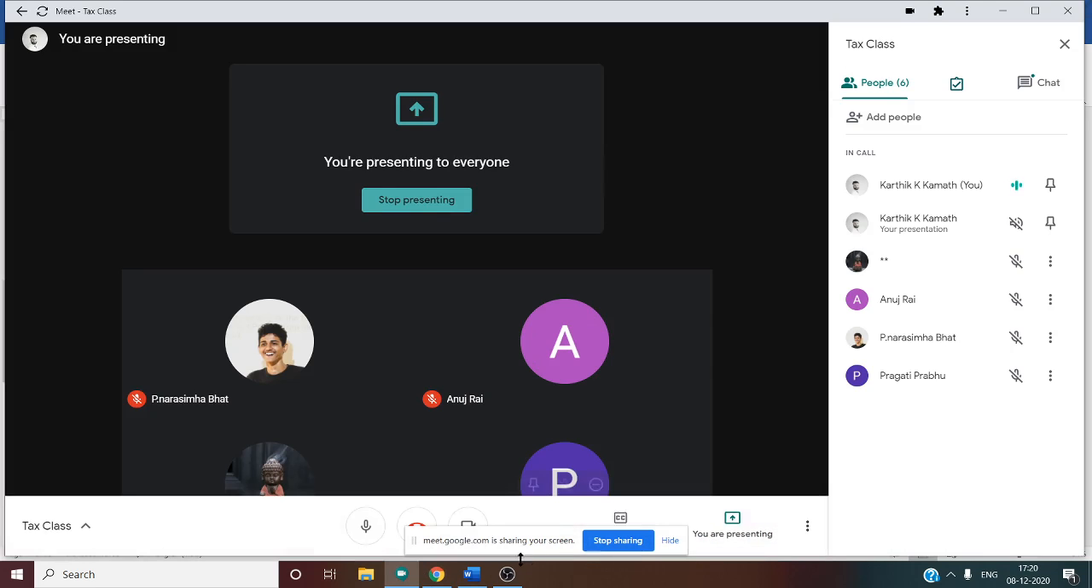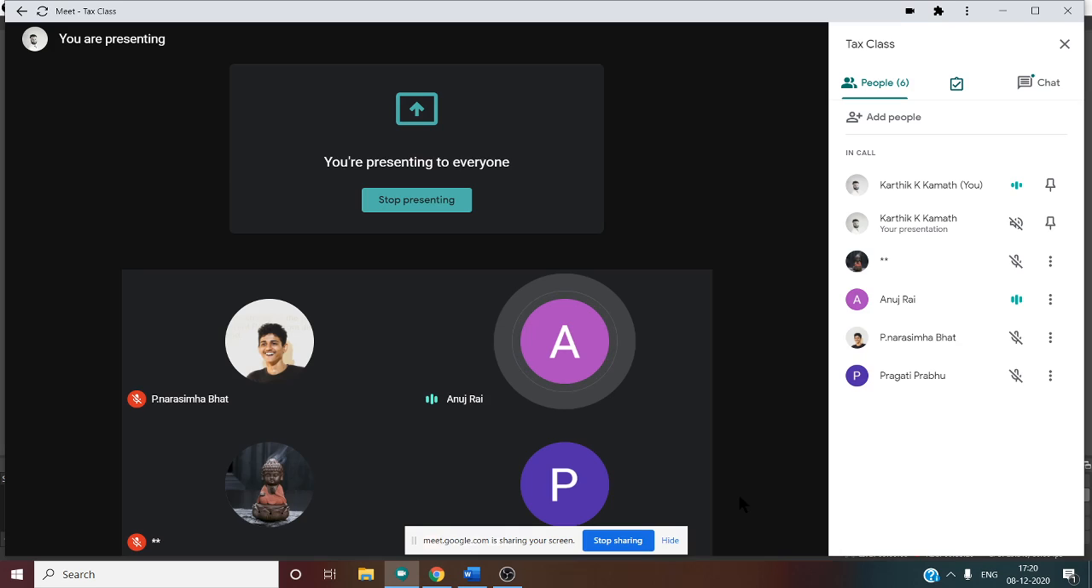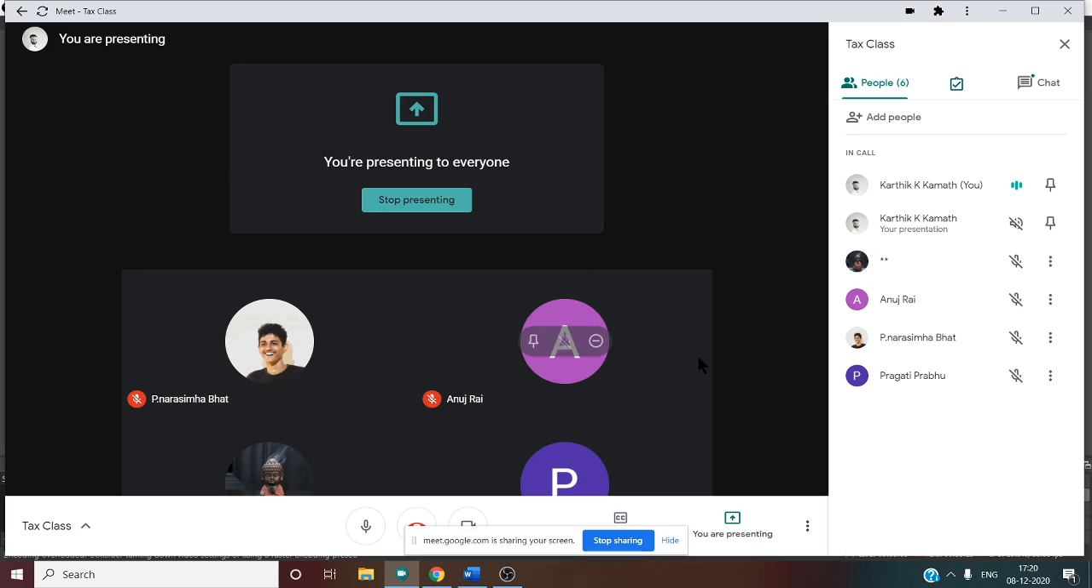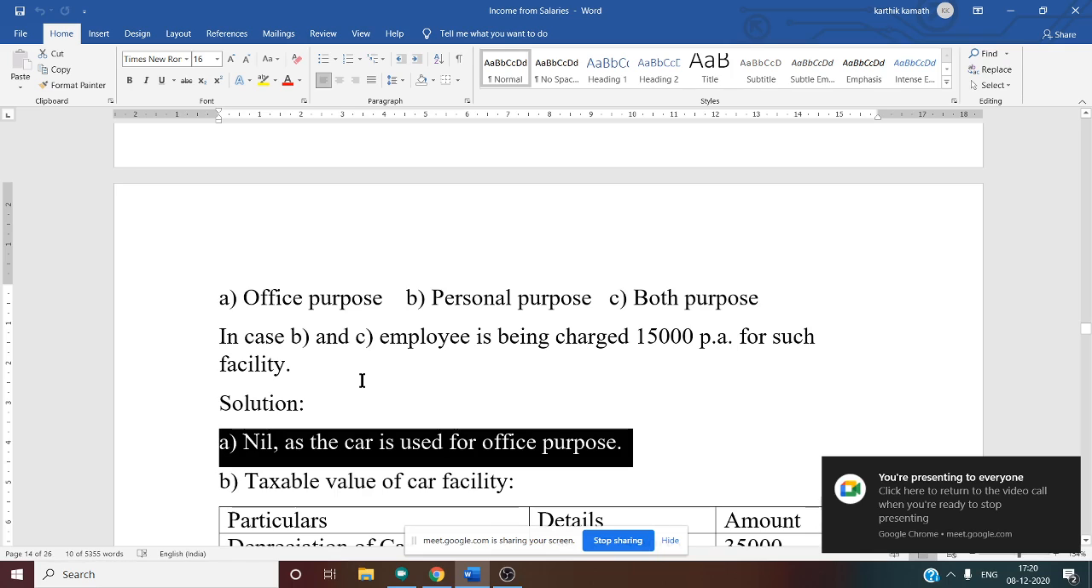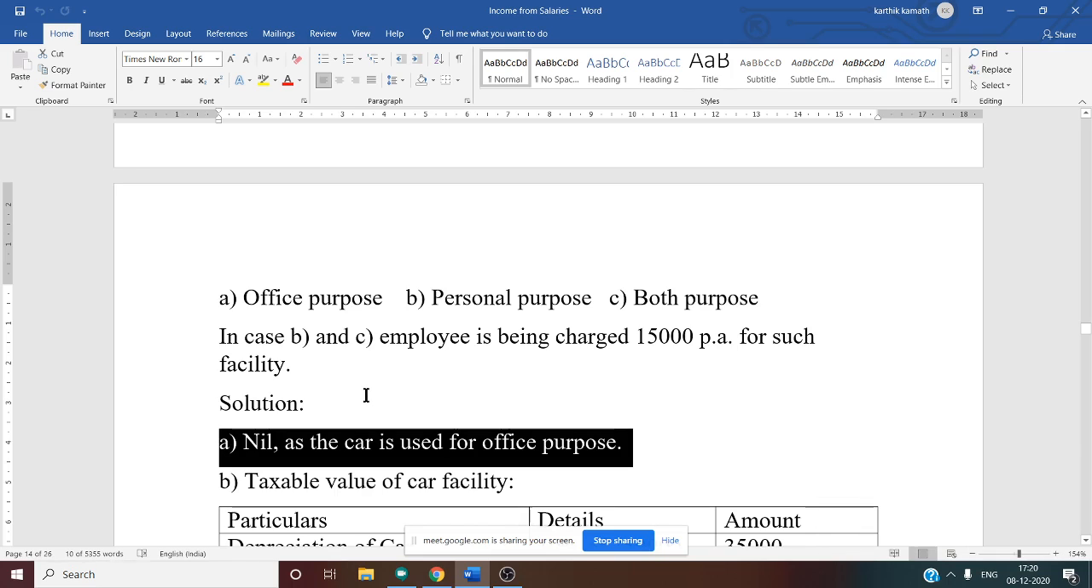Can you answer whether there is a tax? No, sir. No tax. Why? Because it is used for business purpose only. See this first one, nil. Perquisite value or taxable value is nil as the car is used for official purpose or office purpose.